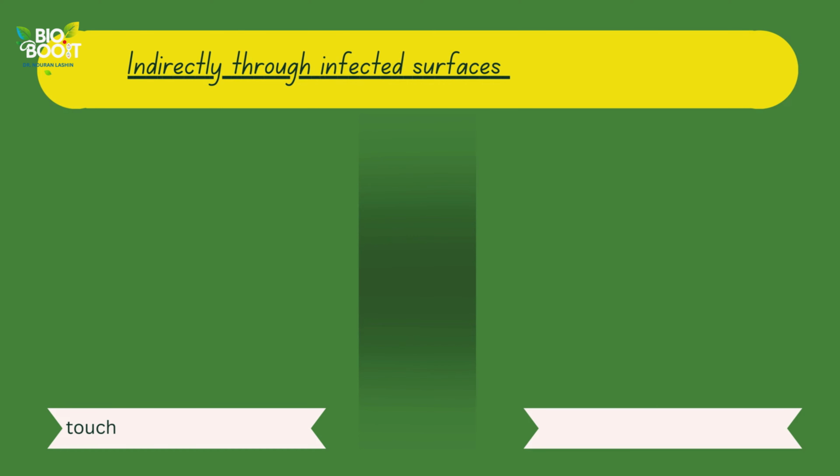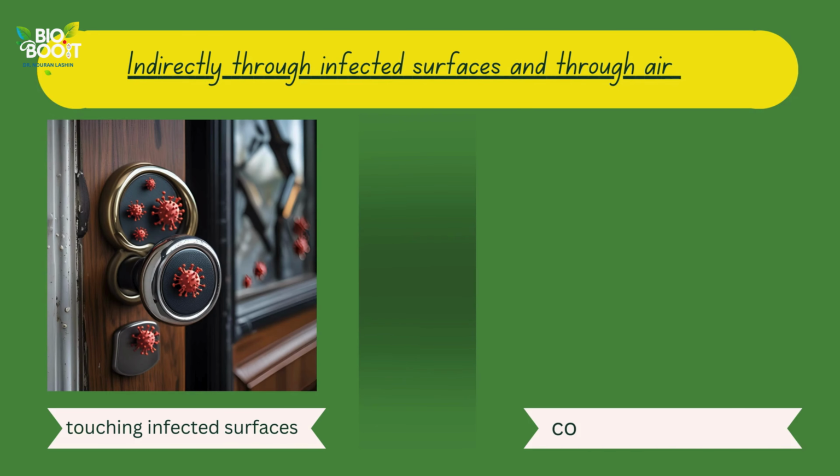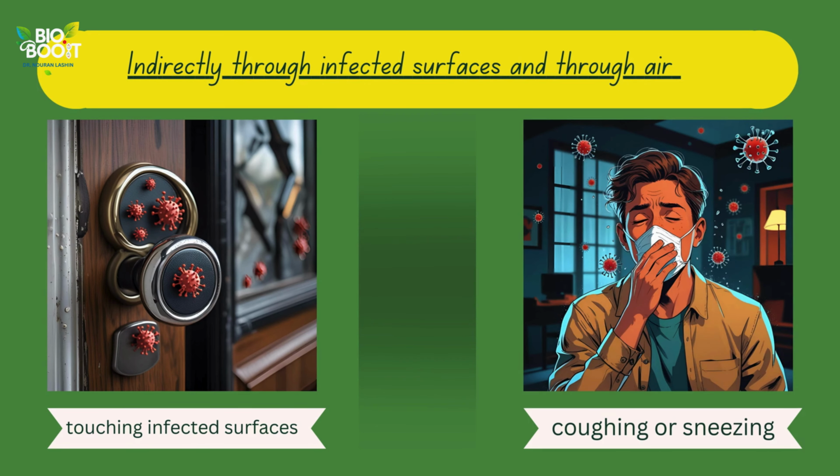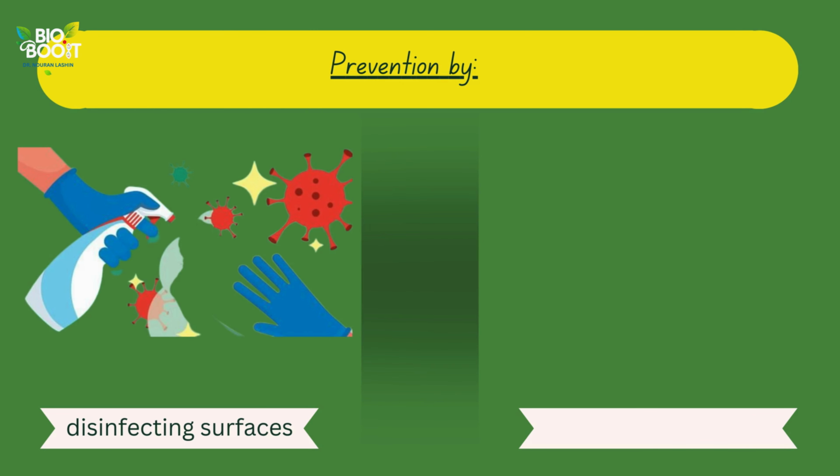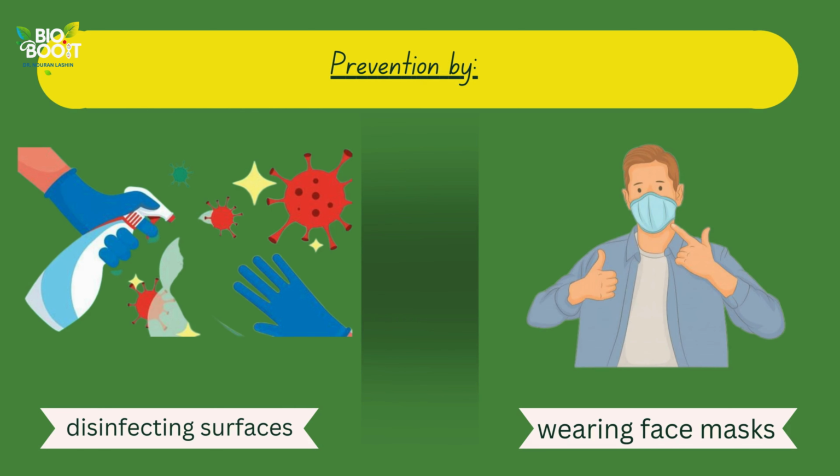This is a bit sneakier. The virus doesn't need the infected person to be there. By touching an infected surface, like a doorknob, a tablet screen, or a handrail that someone coughed on. Or through the air when someone coughs or sneezes without covering their mouth. Those tiny droplets can carry viruses. What are the defenses? Disinfecting surfaces. Regularly cleaning things we all touch. Wearing face masks. Masks act like a shield, stopping those droplets from flying into the air or into our mouths and noses.